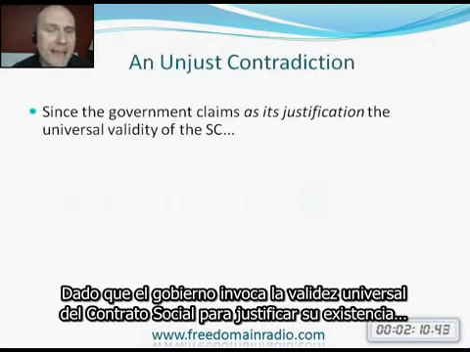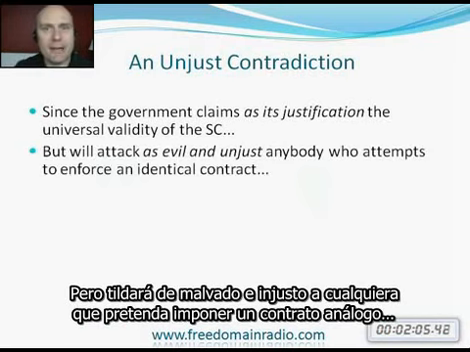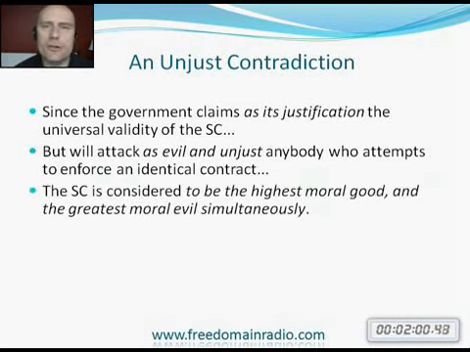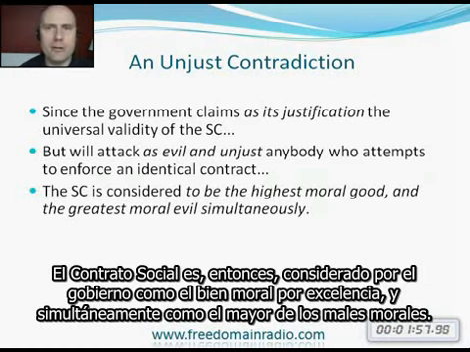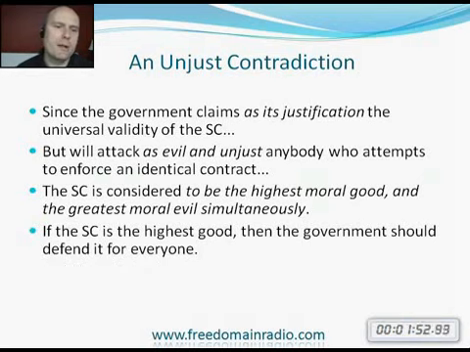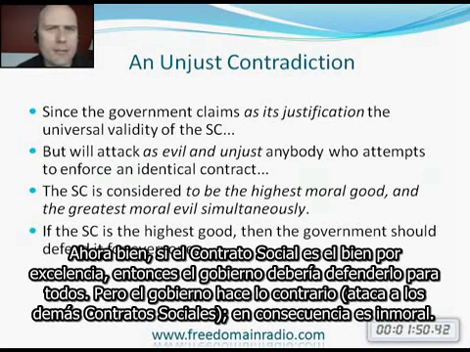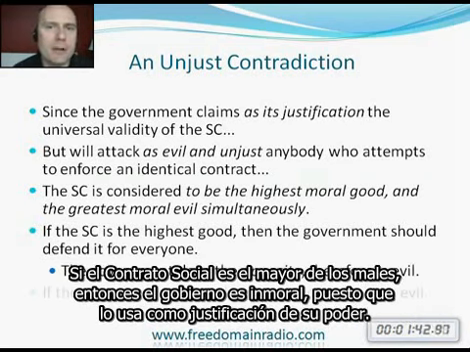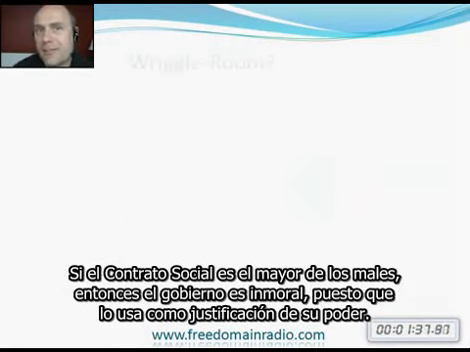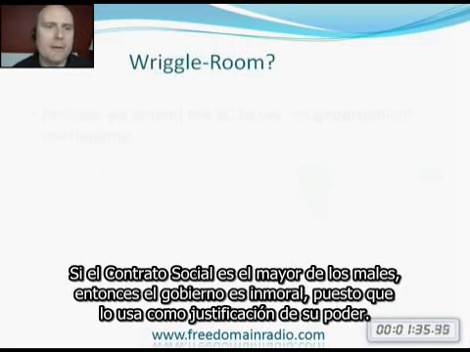Since the government claims, as its justification, the universal validity of the social contract, but will attack as evil and unjust anyone who attempts to enforce an identical contract, the social contract is thus considered to be the highest moral good in terms of the government's justification and the greatest moral evil simultaneously. Now, if the social contract is the highest moral good, then the government should defend it for everyone. But the government does the opposite. The government attacks competing social contracts, therefore it is evil. If the social contract is the greatest evil, then the government is by definition evil, since that is what it claims as the justification for its power.